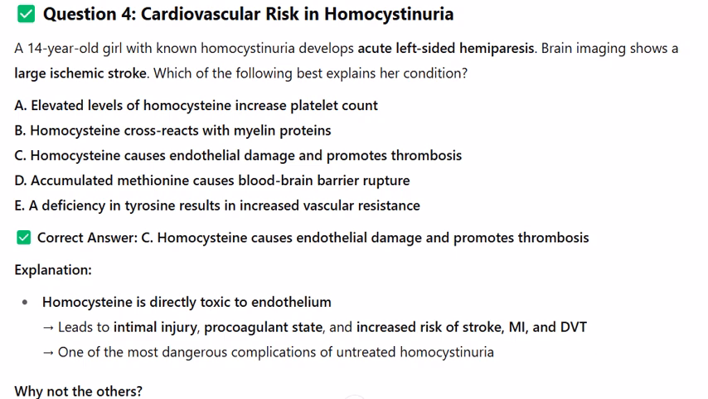A, elevated levels of homocysteine increase platelet count. B, homocysteine cross-reacts with myelin proteins. C, homocysteine causes endothelial damage and promotes thrombosis. D, accumulated methionine causes blood-brain barrier rupture. E, a deficiency in tyrosine results in increased vascular resistance. Correct answer: C. Homocysteine causes endothelial damage and promotes thrombosis.